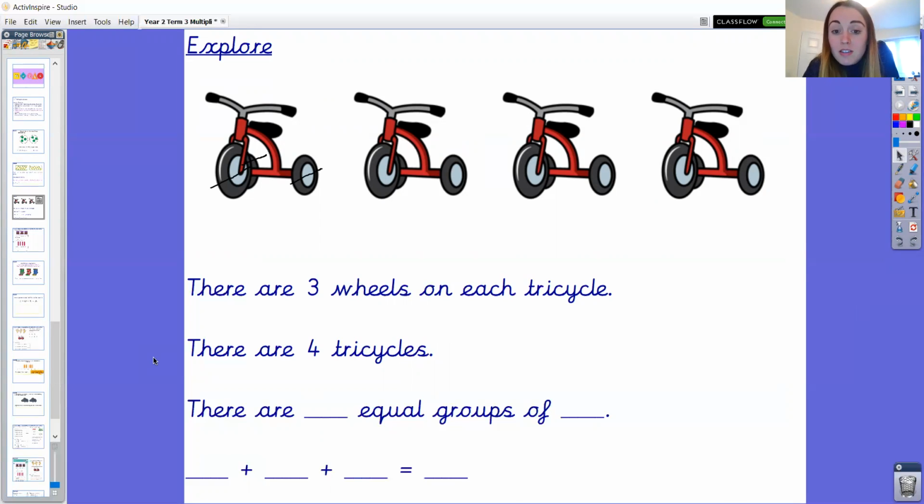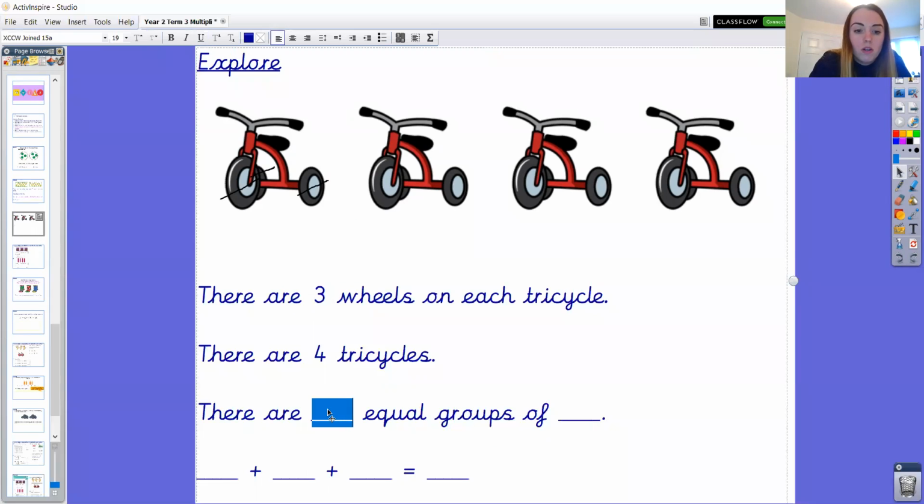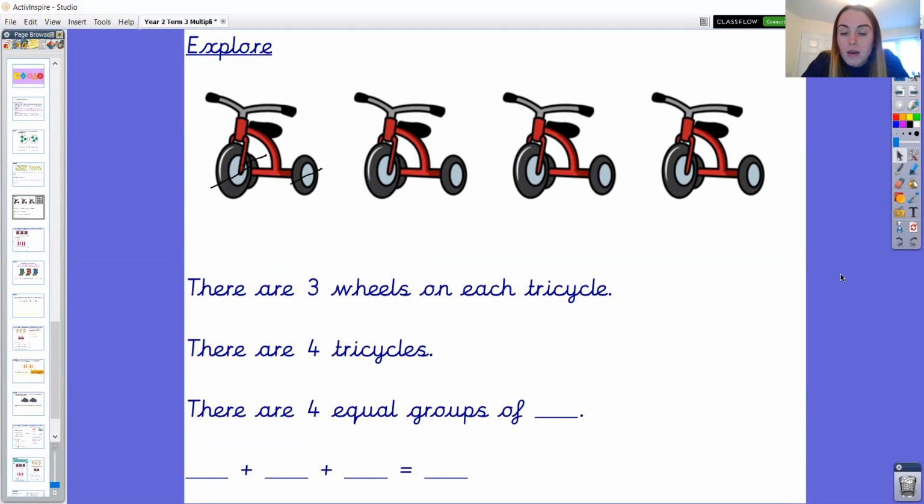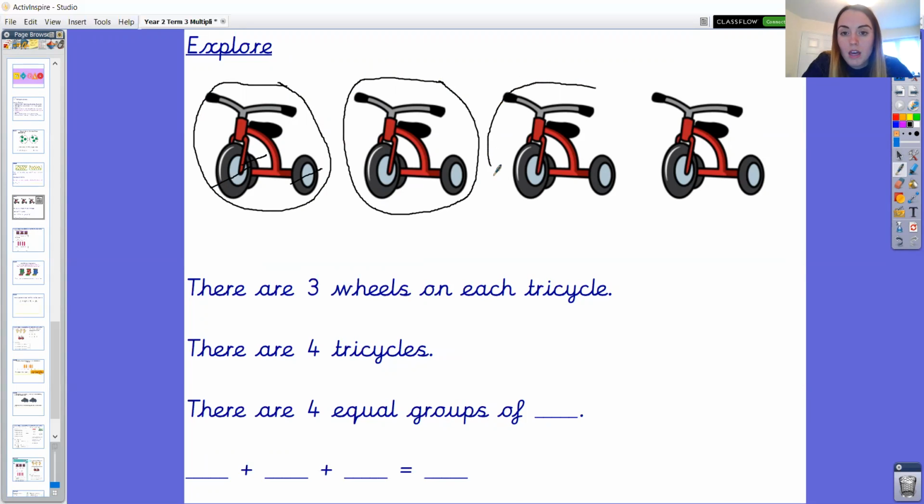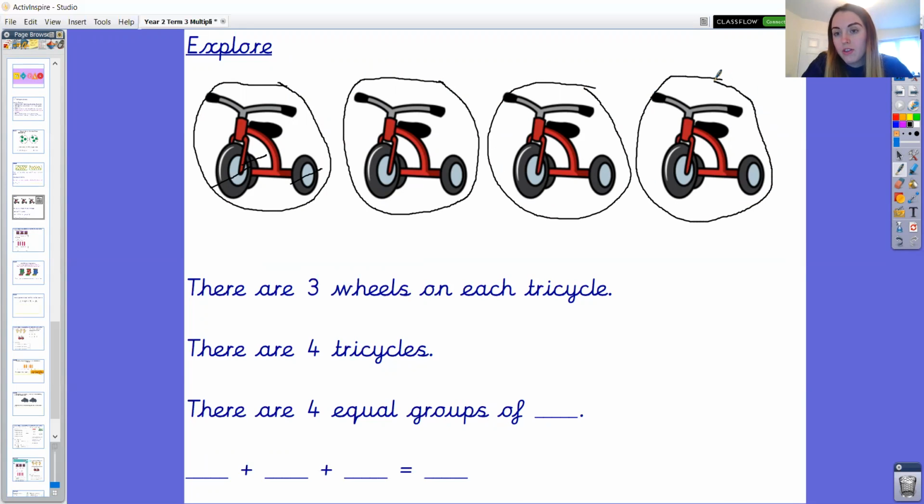Okay, so the next STEM sentence is describing how many equal groups there are. How many equal groups are there in the picture, Year 2? Brilliant. Shall we answer the first part of that STEM sentence together? There are 4 equal groups. Brilliant. And that is because, Year 2, there are 4 tricycles. So we have 1 equal group, 2 equal groups, 3 equal groups, 4 equal groups. So we know there are 4 equal groups because there are 4 tricycles.